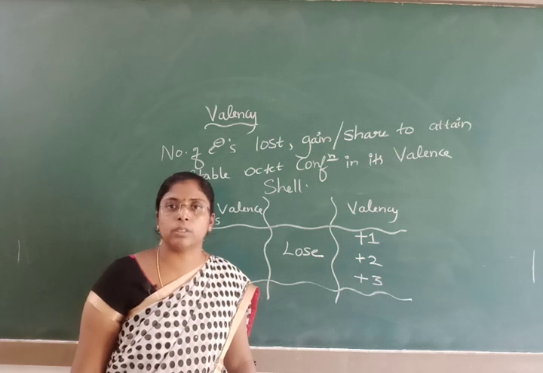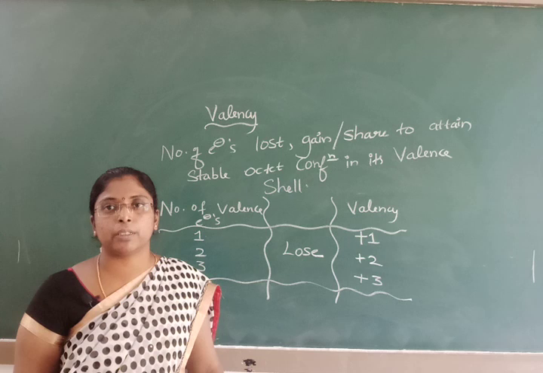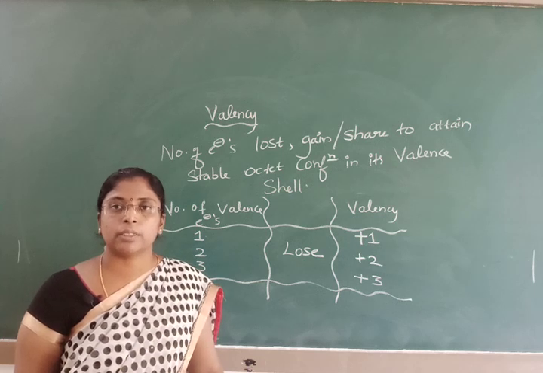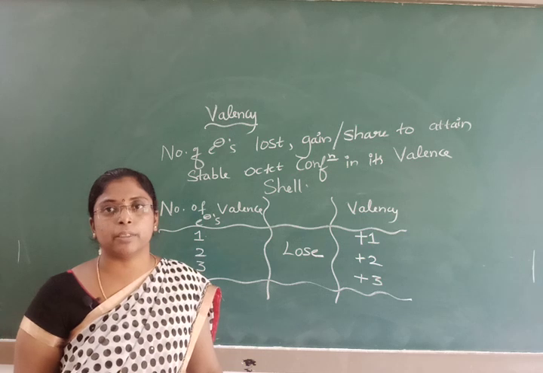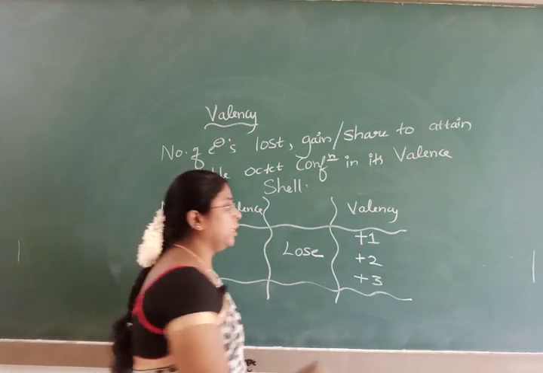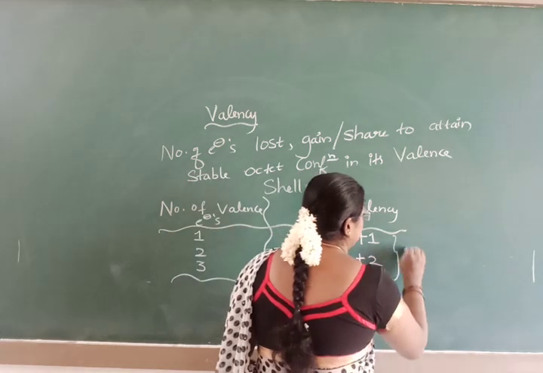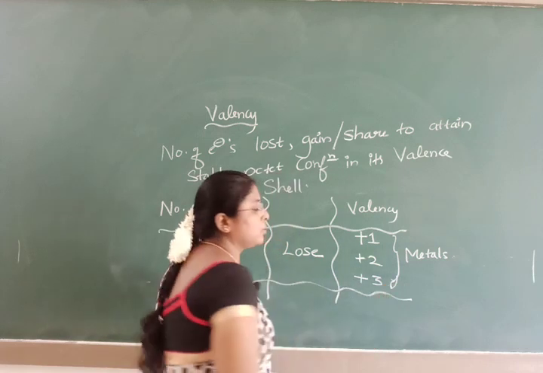Hence, it readily loses electrons. Here its valency becomes +1, +2, +3. When electrons are lost, the charge is plus. When electrons are gained, the charge becomes minus. Which are these elements which readily lose electrons in nature? These are all metals.